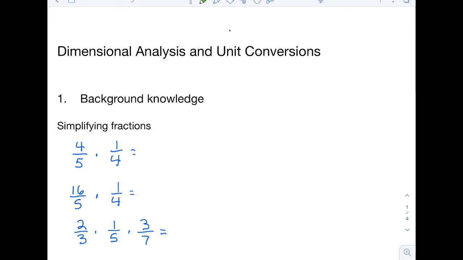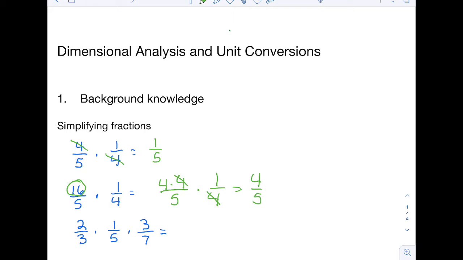In this video, we'll be using dimensional analysis to convert between units. Let's go over some background knowledge that'll be helpful. The first thing that you need to remember is how to simplify fractions. Here, when we have 4/5 times 1/4, I can cancel the 4's and end up with 1/5. In the second example, I could think of the 16 as 4 times 4, and again, I can cancel.